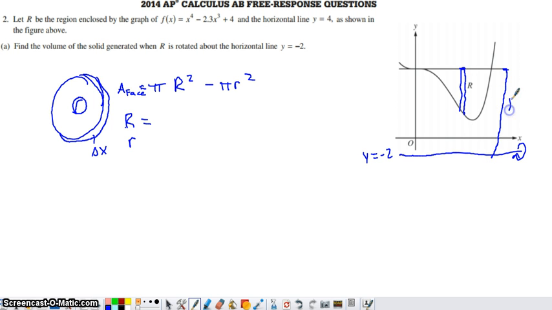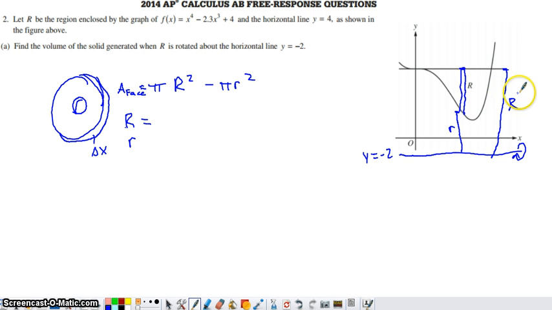So this vertical dimension is going to give you the big radius, and then the little radius, the hole in the center of the washer, comes about because this bottom edge of the slice does not border the axis of rotation. We have this gap there. So this would give you little r.